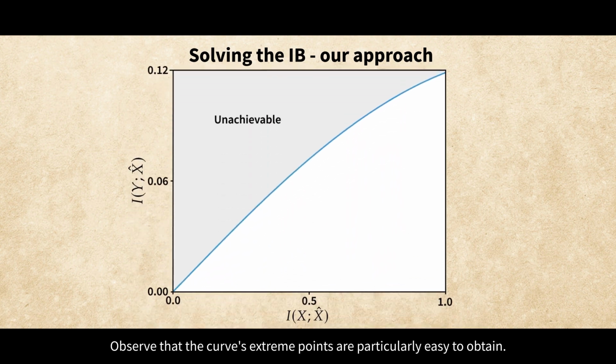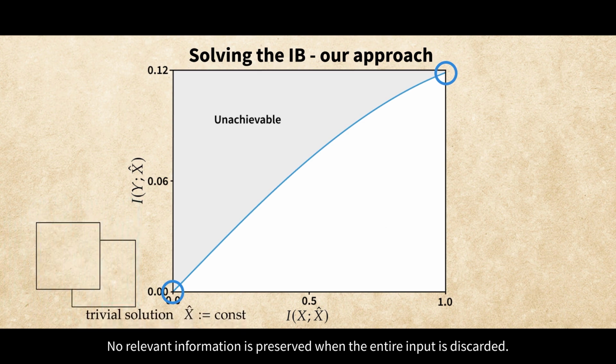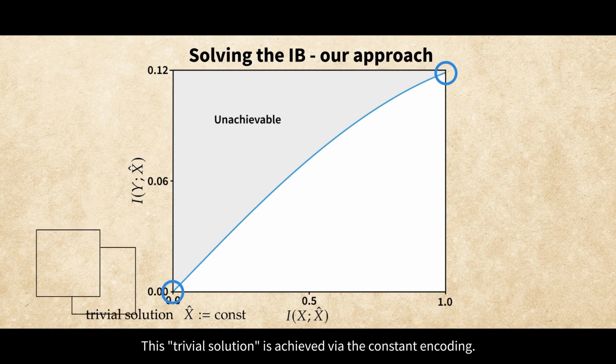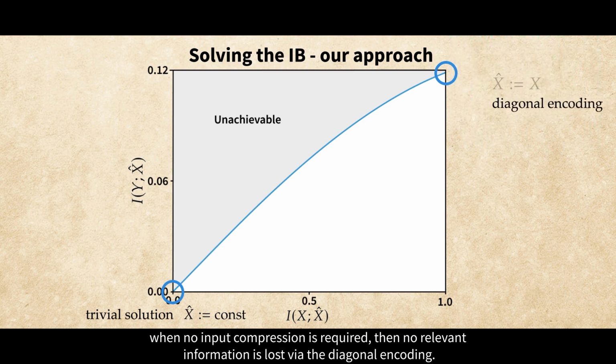Observe that the curve's extreme points are particularly easy to obtain. No relevant information is preserved when the entire input is discarded. This trivial solution is achieved via the constant encoding. At the other extremity, when no input compression is required, then no relevant information is lost via the diagonal encoding.